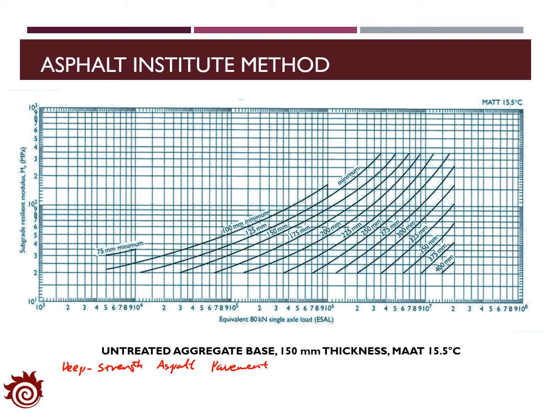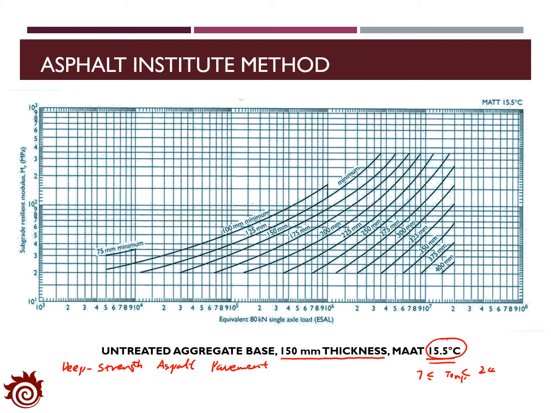And the thickness of the granular base is set as 150 millimeters. Also, the mean annual air temperature is between 7 and 24 degrees, which is 15.5 degrees.